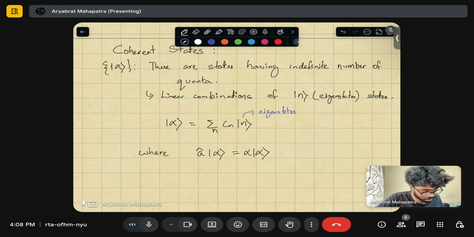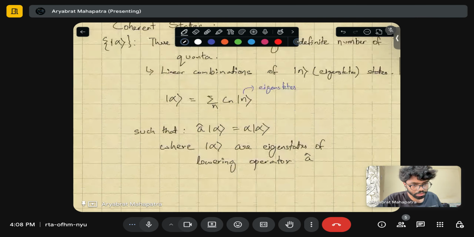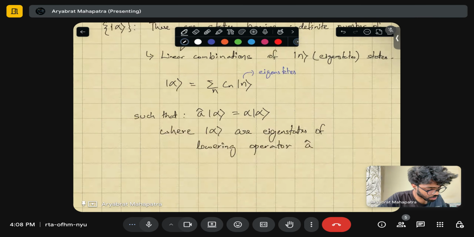Let me write, such that alpha are eigenstates of the lowering operator A.